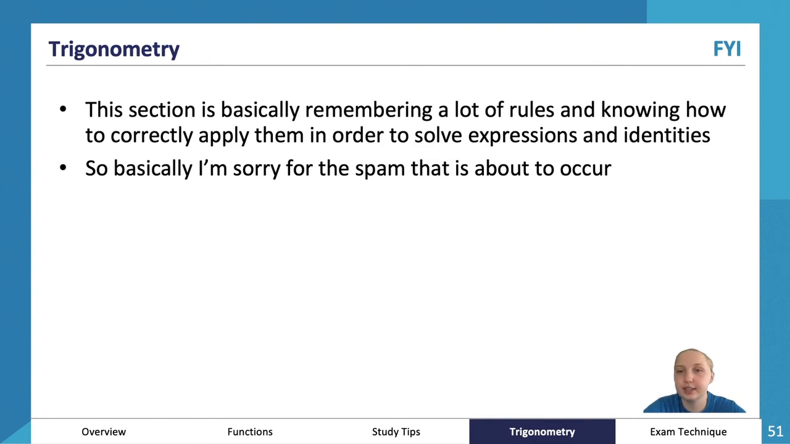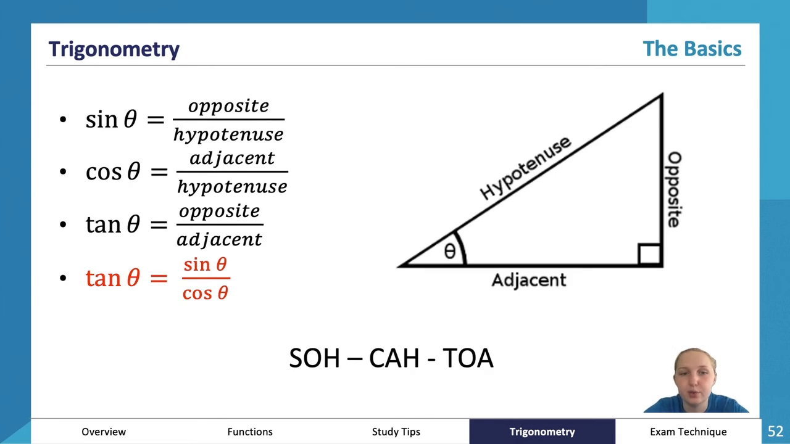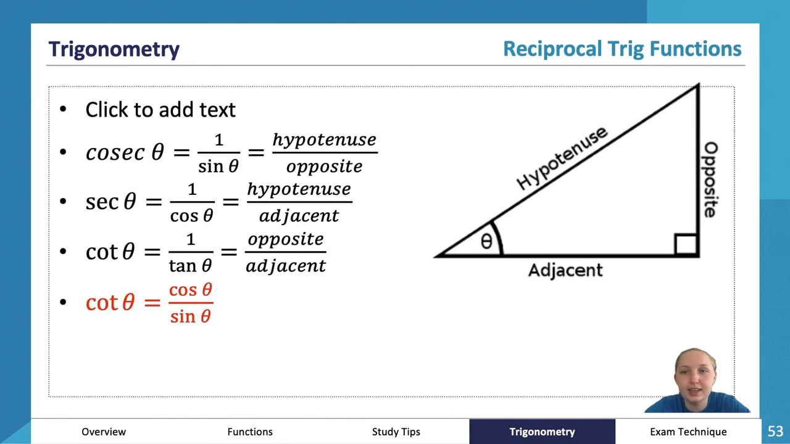A lot of your trig is just about remembering rules and knowing how to apply them. So sorry about the spam that we're about to go through, because it is pretty much just about remembering rules and knowing when and where to substitute things in. We've been over sine, cos, and tan. Just another thing to note, tan can also be expressed as sine over cos. The reason this is important is because it comes into play when we are looking at our reciprocal trig functions.